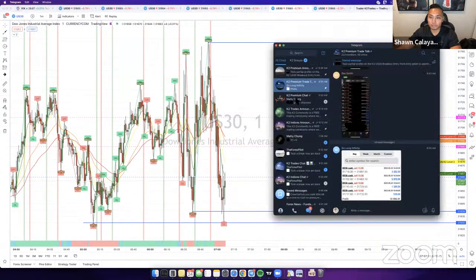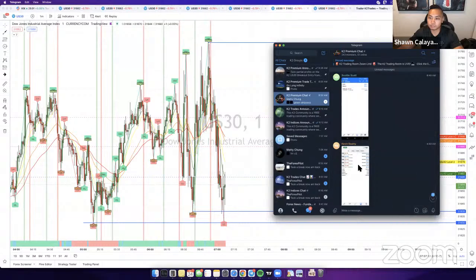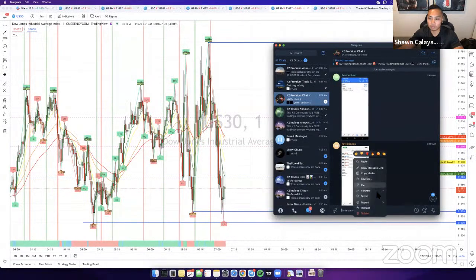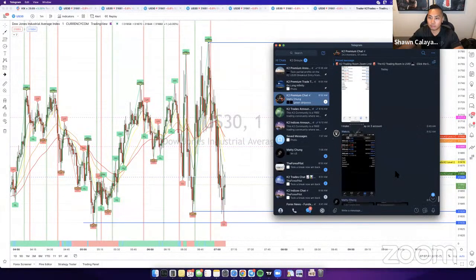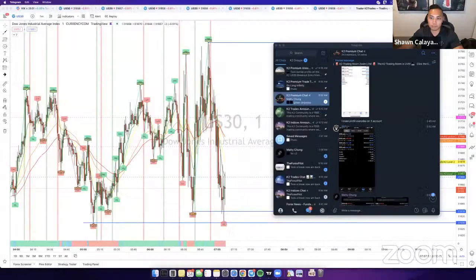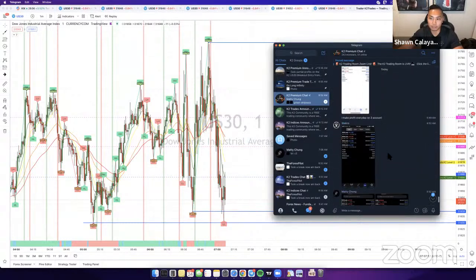More profits over here. Let's see, Scotty over here locked in a total of 279. Nice work, Scotty. Kevin over here locked in a total of 1,959. Great work, Kevin. Al over here locked in a total of 2,386. So again, guys, I counted about 25 people earlier with profits. There's another like 5-10 people right here again with profits.